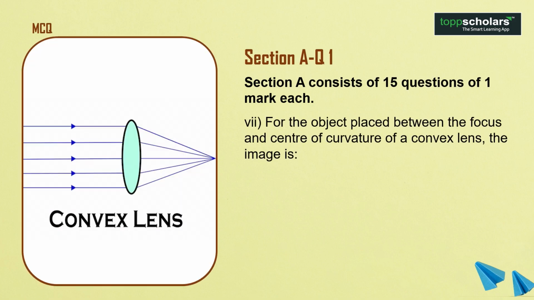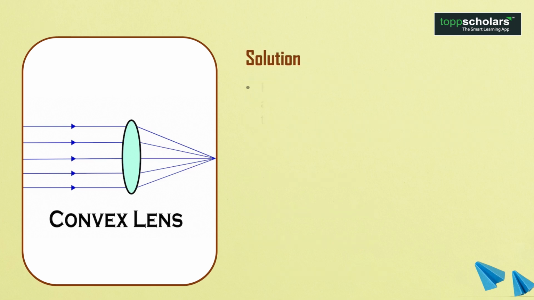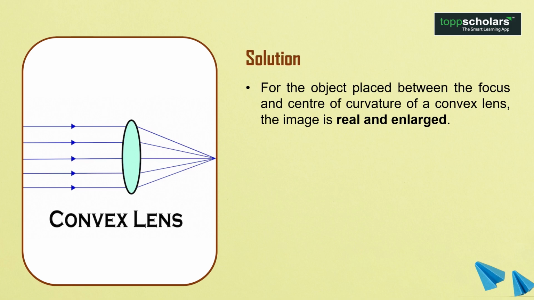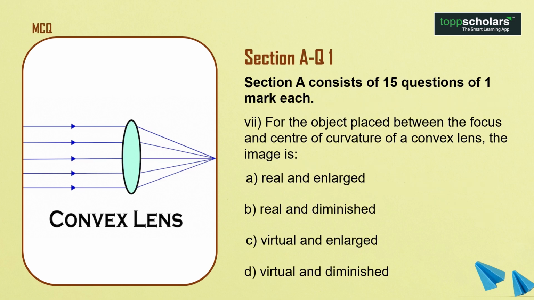Let's have a look at the new MCQ, that is your MCQ number 7. For the object placed between the focus and center of curvature of a convex lens, what type of image is formed? Real and enlarged, real and diminished, virtual and enlarged or virtual and diminished? Let us see the solution. For the object placed between the focus and center of curvature of a convex lens, the image is real and enlarged. So have a look at this. This is how the figure looks like, real and enlarged. So option A is the correct option, that is real and enlarged.